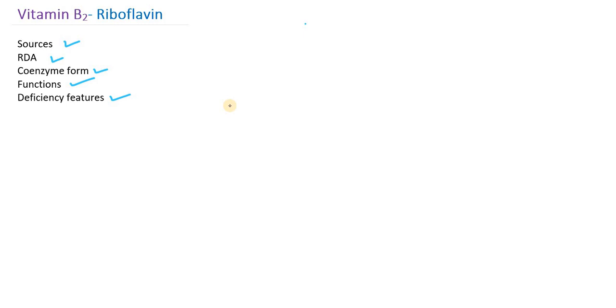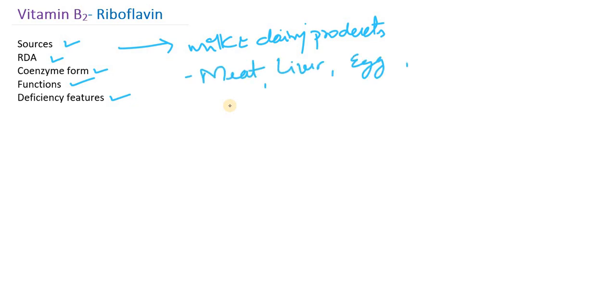Coming to the sources of vitamin B2 or riboflavin, we can see a very good amount of riboflavin in milk and dairy products or milk products. Also we can see it in meat, liver, egg and even fish. Riboflavin is also a good source in green leafy vegetables. That means riboflavin is abundant in whatever diet we are taking, whether vegetarian or non-vegetarian. It's a very good amount of vitamin we can see in all these sources.